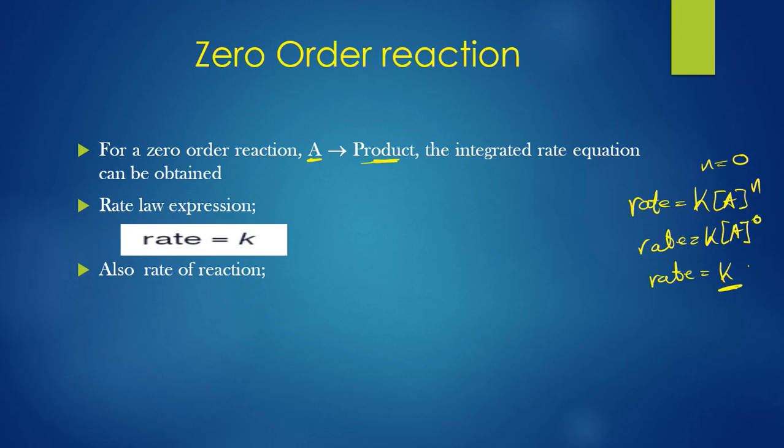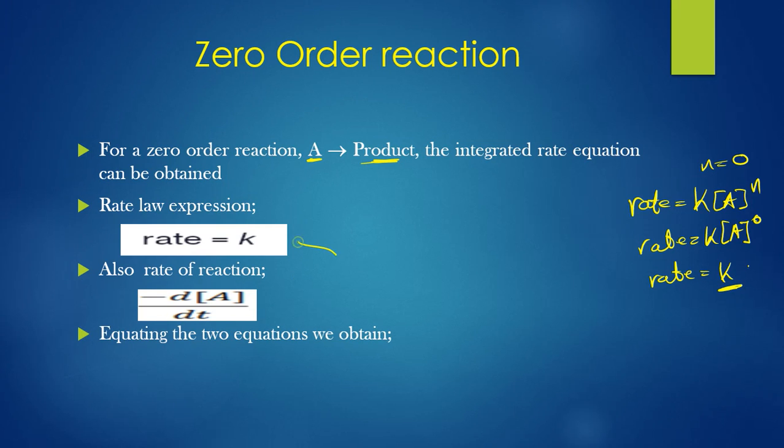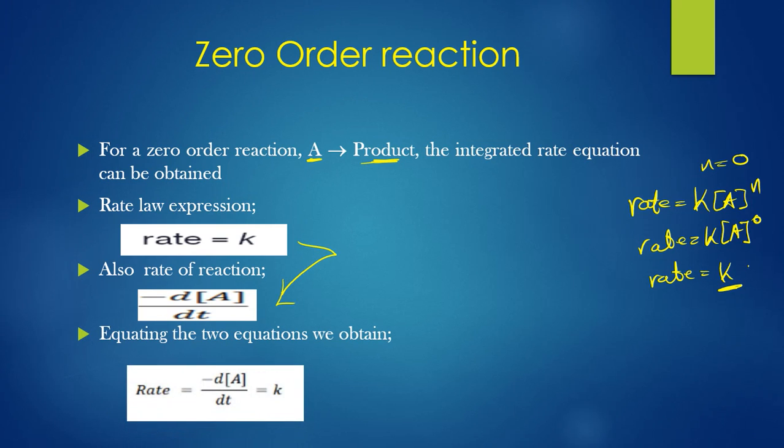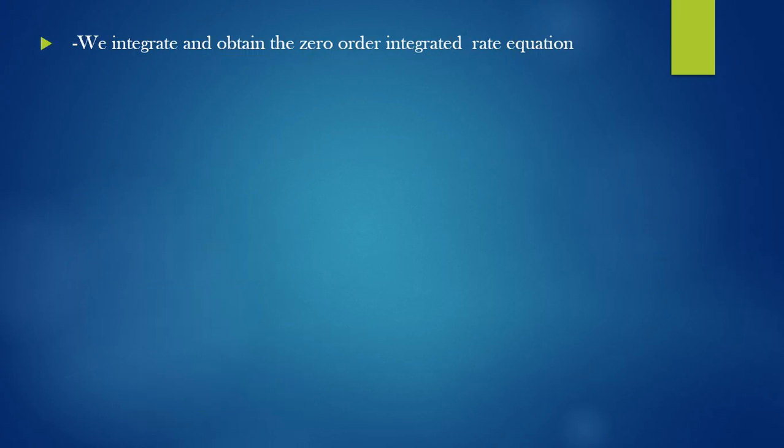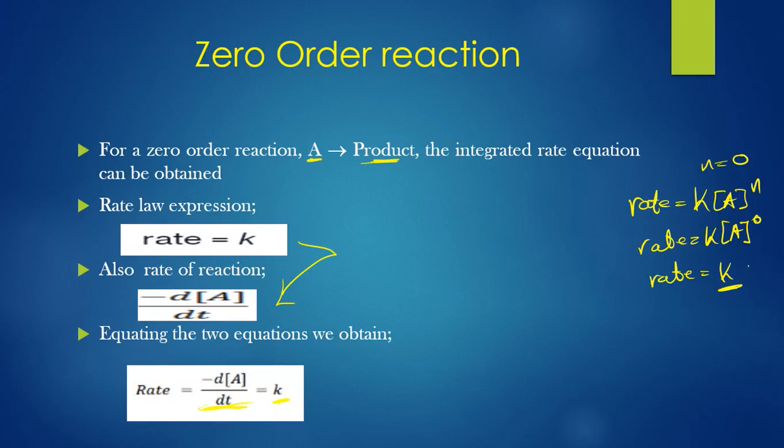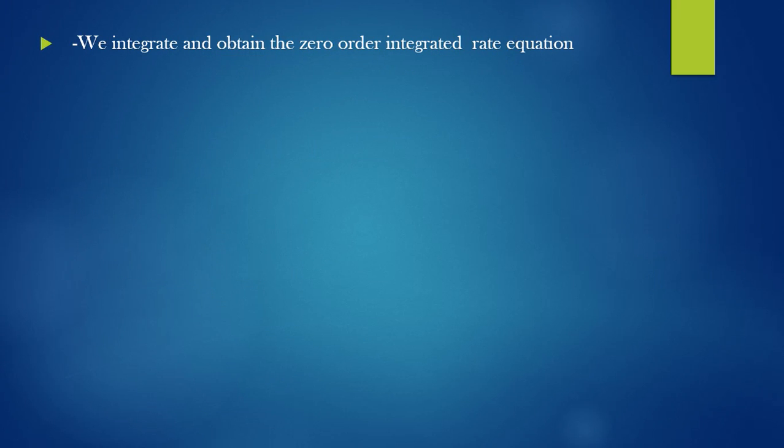And then also the reaction rate is just the same. This one I did in the first part, and I'm sure you understand. So this is just changing the concentration of A, and then changing what? Time. So equating these two, it's going to take this form, where this is the reaction rate, and this is the rate law for the zero order. After integrating both sides, we obtain the zero order integrated rate law.